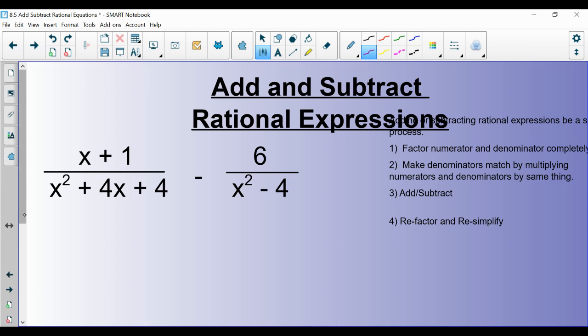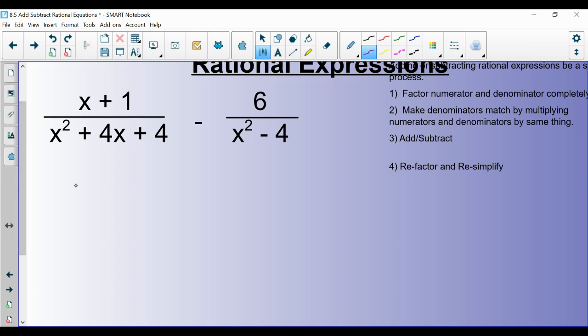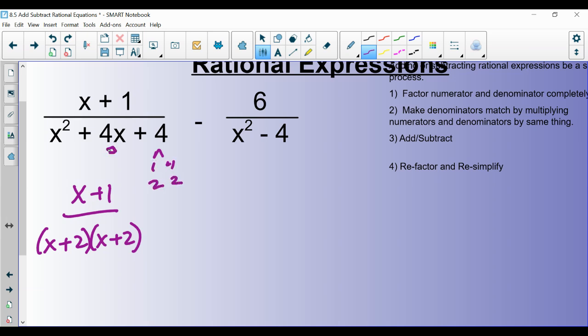So in this problem, both denominators can factor. The left one is going to be x plus 1 over, which factors into x plus 2 times x plus 2, or x plus 2 squared. That's the same, right? The idea is we list the factors of 4, looking for which ones could get you to 4, and that would be positive 2 and positive 2. And that's why I got those.